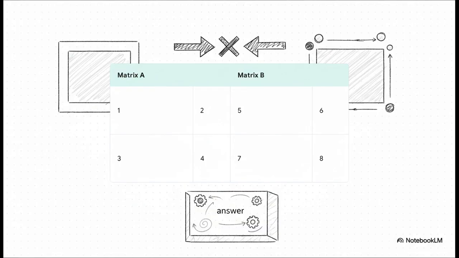Let's make this really concrete with the example on the slide. We've got two simple 2x2 matrices, A and B. First things first, we do our compatibility check. Matrix A is 2x2, matrix B is 2x2. The inner dimensions are both 2, so they match. We're good to go. And we also know from our second rule that our answer, the resulting matrix, is going to have the outer dimensions. It's also going to be a 2x2 matrix.